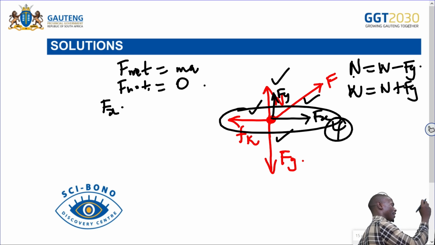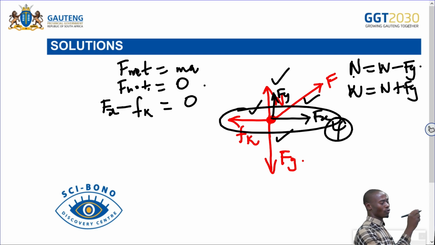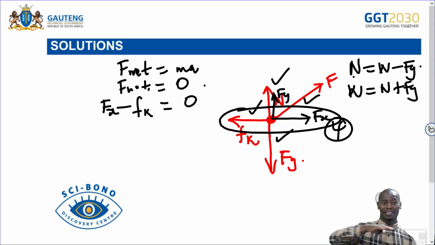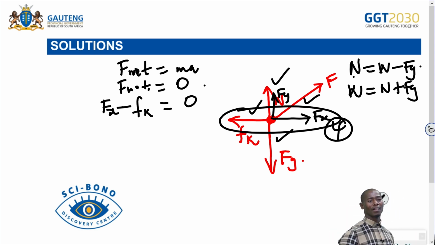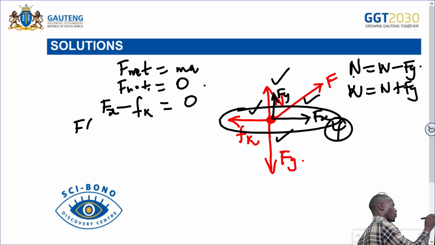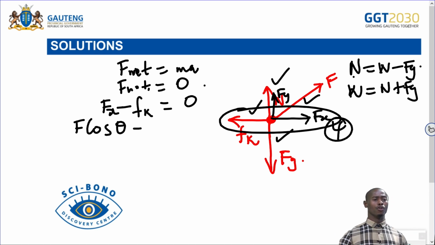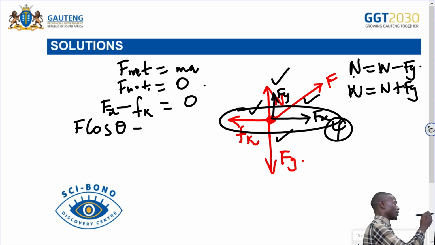And those forces are Fx and Fk. It's Fx and Fk. This is equal to what? 0. So these are the horizontal forces. Why am I focusing on horizontal forces? This object is moving horizontally, right? So let me focus on the horizontal forces. And how do we calculate Fx? Fx is given by F what? F cos theta. Am I given the magnitude of Fk? No, right?